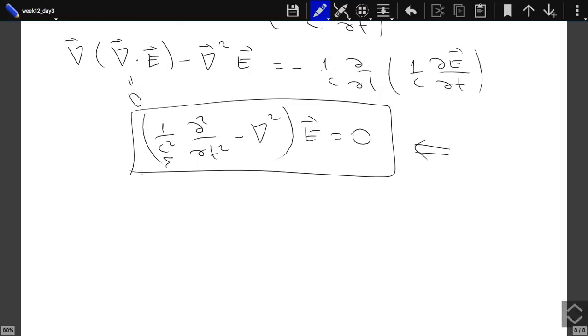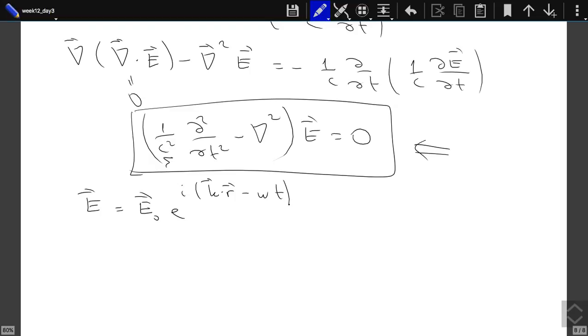Now we can look for some plane wave solutions of these equations. Let's start with the E field. One possible choice of the E field, let's say E0 times e to the i k dot r minus omega t.